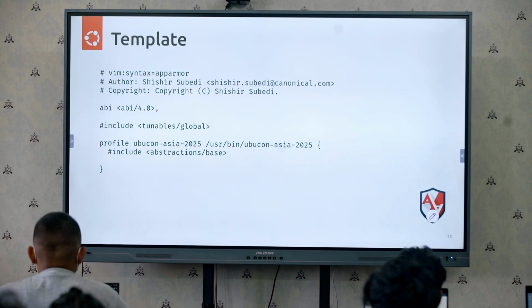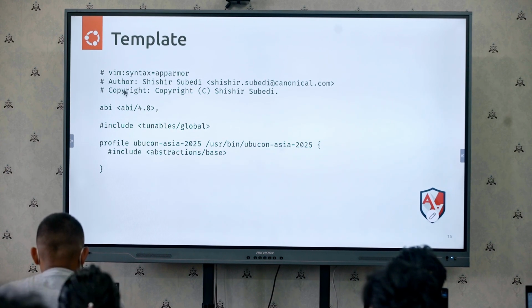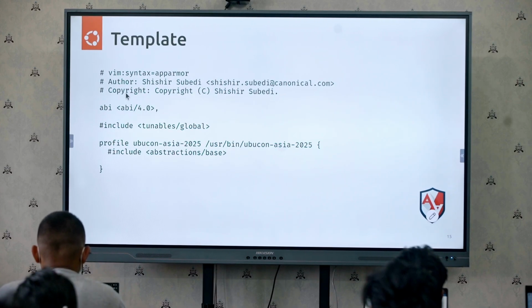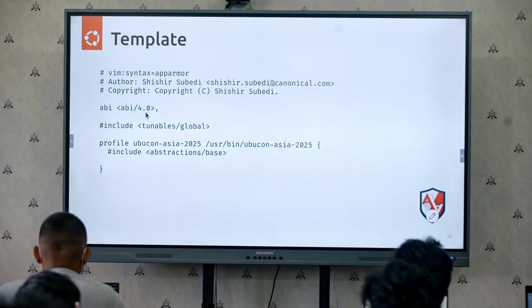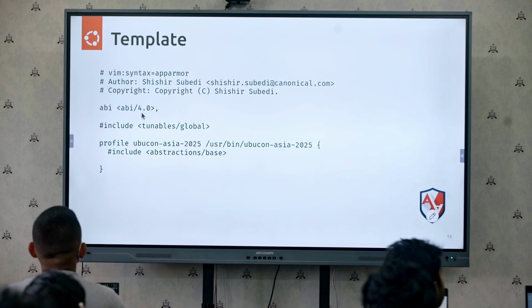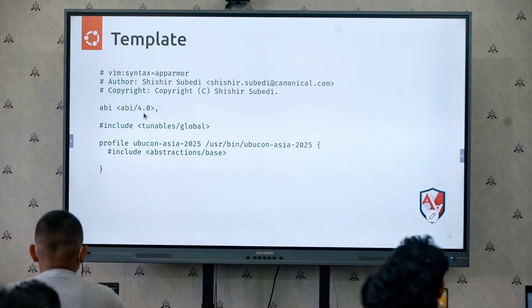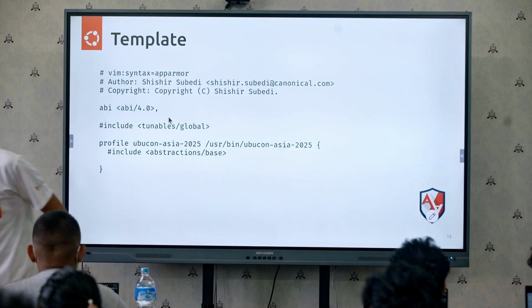So this is the template that we'll start our profile with. Everything that starts with a hash is a comment that you can probably ignore. Then it defines an ABI. It is something like, if you know web applications, there can be multiple versions of web APIs, right? So this is the kernel ABI, which you need not understand and can probably ignore.